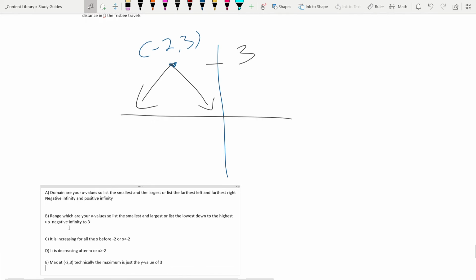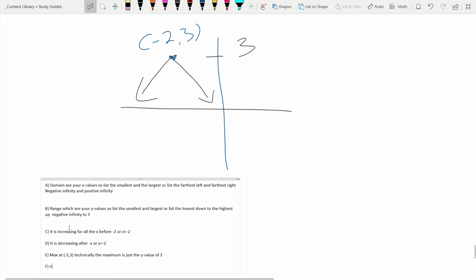And finally, relative minimums. No relative minimums, because we never get to the lowest point on the graph. And remember, when you have a minimum or a maximum, you have to change directions. So you have to go from going up to now going down, or going down to then going up.